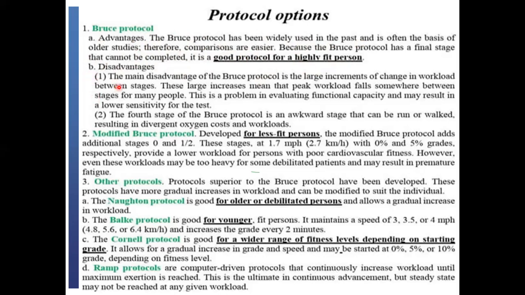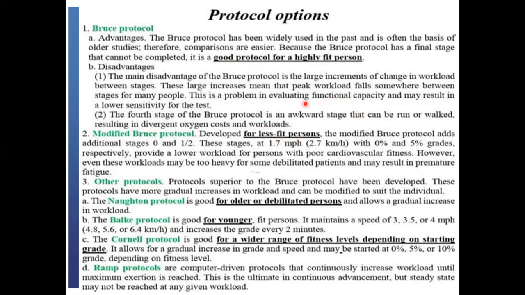And it has some disadvantages though. The main disadvantage of the Bruce protocol is the large increments of change in workload between stages. These large increments mean that peak workload falls somewhere between stages for many people. This is a problem in evaluating functional capacity and may result in lower sensitivity for the test. The fourth stage of the Bruce protocol is an awkward stage that can be run or walked, resulting in divergent oxygen costs and workloads. There's a modified Bruce protocol also, usually developed for patients who are less fit.